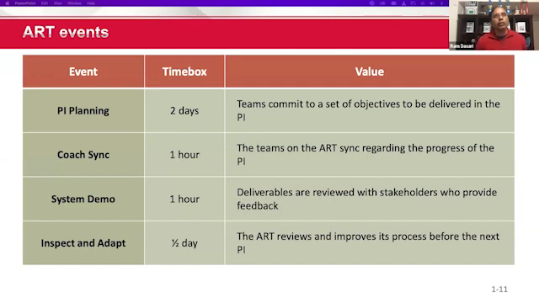System demo happens at the end of every iteration, typically for 1 hour. That is where the deliverables are reviewed with stakeholders who provide feedback. Inspect and Adapt is a half-day event workshop. That is where the teams review the process, look at the overall demo for the PI, and also look at the metrics, qualitative and quantitative. And they would eventually look at any problems, and how do we solve those problems? They also do retrospectives at the end of the PI.